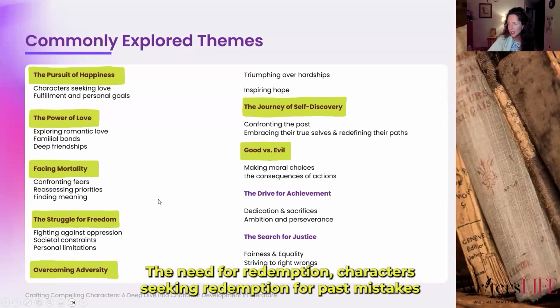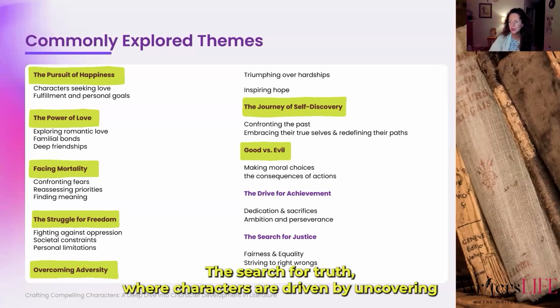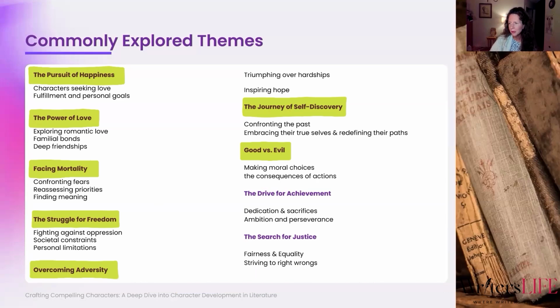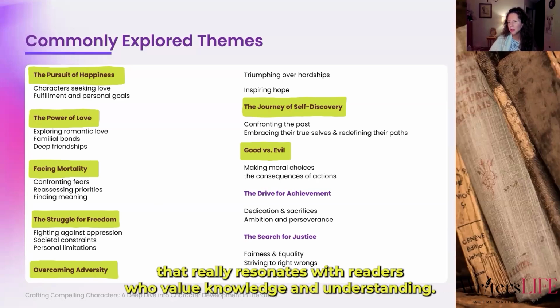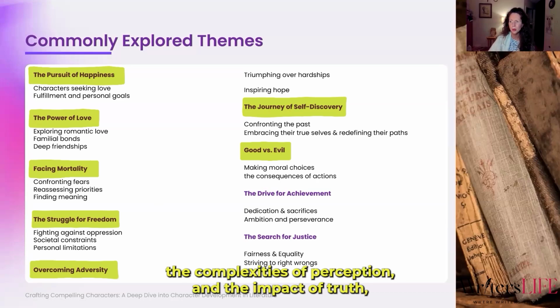The need for redemption. Characters seeking redemption for past mistakes or misdeeds embody the theme of atonement and forgiveness. The search for truth, where characters are driven by uncovering secrets, solving mysteries, or seeking enlightenment. That really resonates with readers who value knowledge and understanding. This theme can also really explore the pursuit of honesty, the complexities of perception, and the impact of truth.